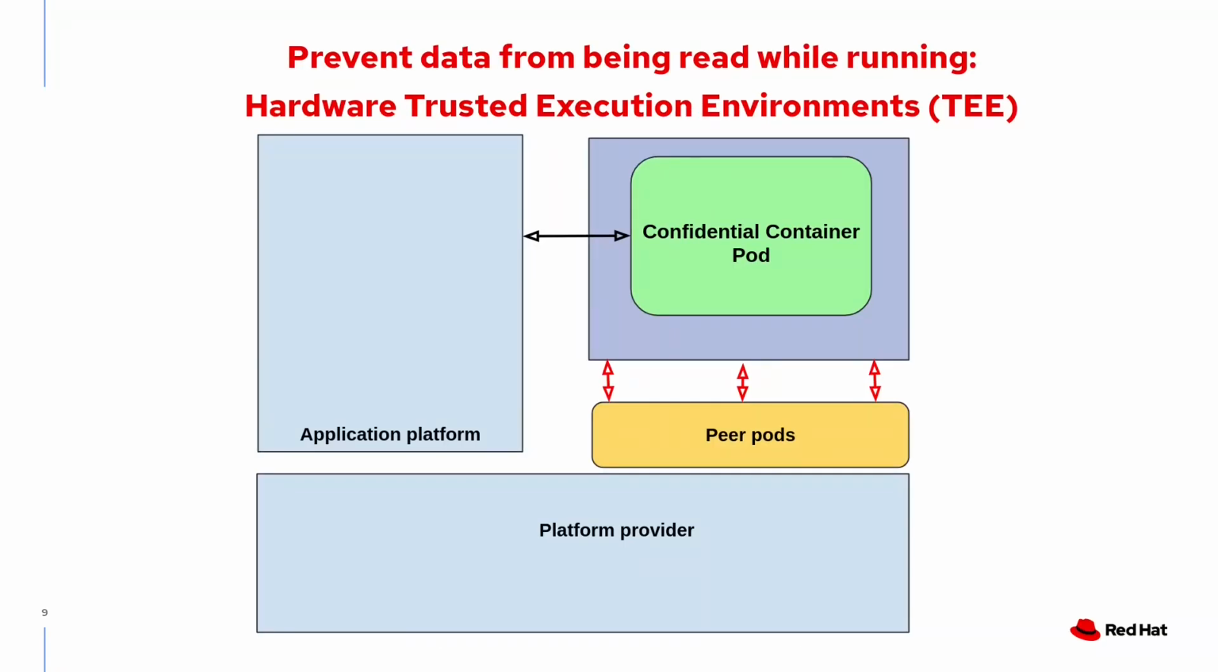To prevent data from being accessed while running, the idea is to run a containerized application in a confidential virtual machine, also known as CVM. This is a virtual machine that is not running in the application platform, but it's connected to it, running in the same platform provider. As we will see later, we will use the peer-pods technology to automatically create the confidential virtual machine and connect it with the application platform.